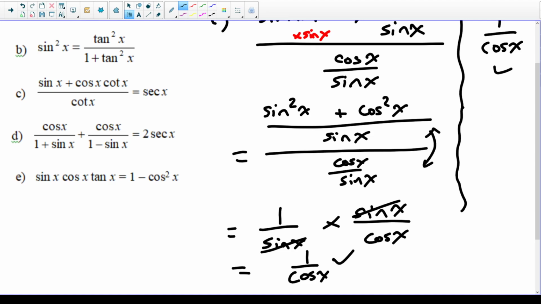Anyway, I digress. Are there any other ones from this section that you would like me to do? All right, let's move on then.